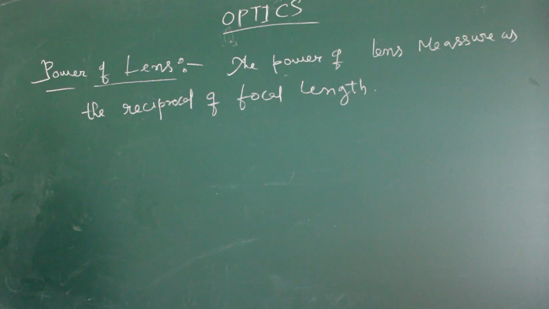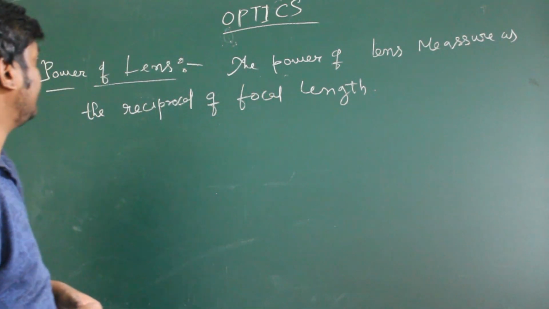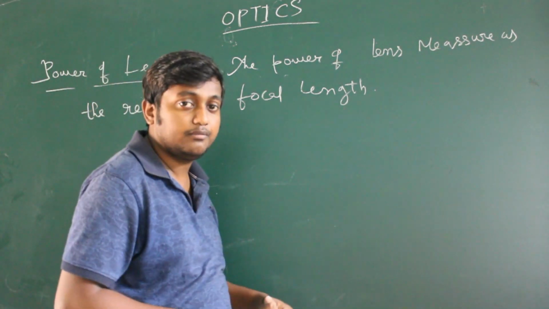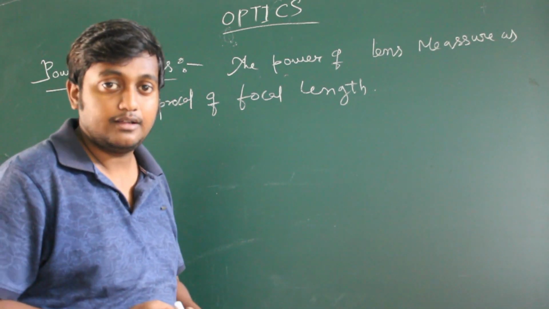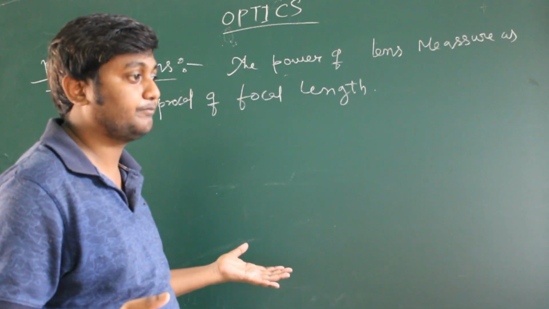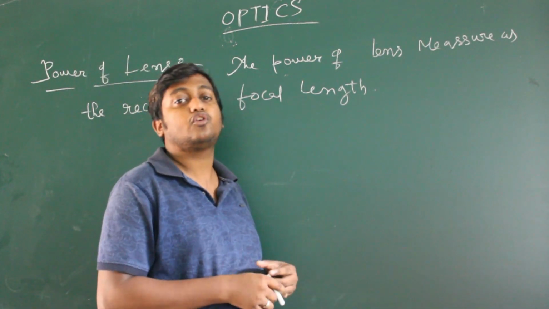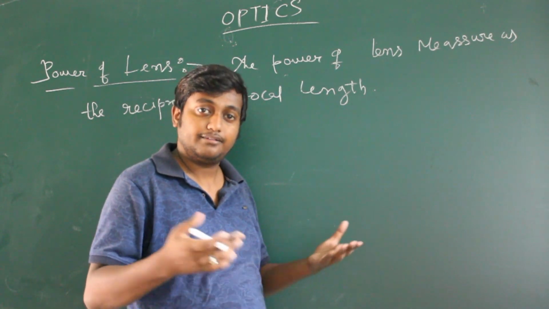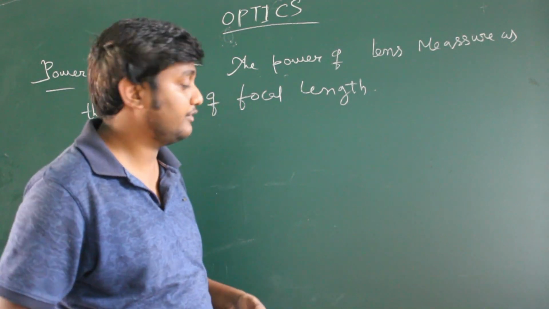Now, what is power of lens? The power of a lens is measured as the reciprocal of focal length. Power means how much a lens can diverge or converge a ray. That is the power of lens.